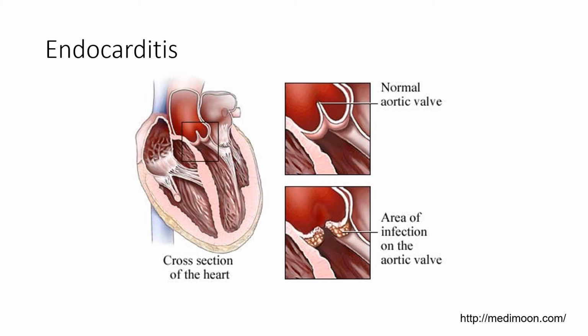Endocarditis technically refers to inflammation of the endocardium, which is the lining of the inside of the heart chambers and along the heart valves, though in practice it refers to an infection of the heart valves themselves. So you can see in this cartoon there's an infection on the heart valve. We usually call that a vegetation in this context.